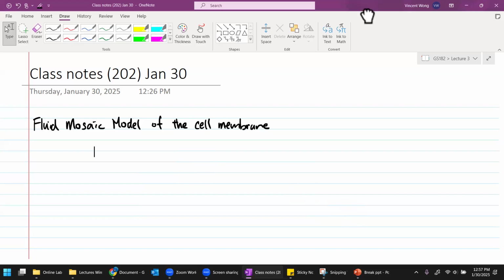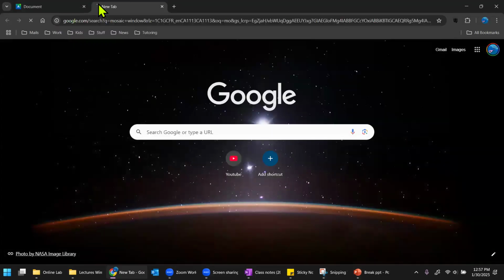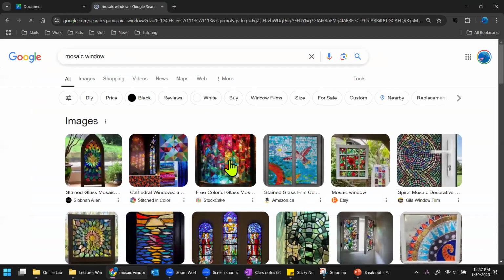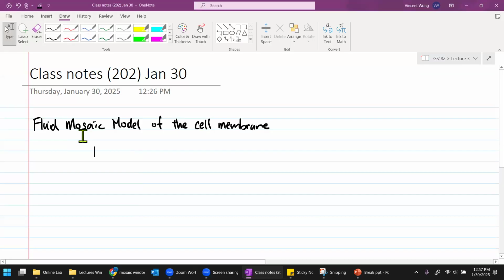Number two is mosaic. I think I'll just show you what a mosaic window is in case you don't know. It's one of these things. The whole window is not just like a regular window. It's made up of different pieces, all connected together, and it forms the whole window. And that's what the cell membrane is like. It's not uniform. It's not the same everywhere. Have you learned the word homogeneous in chemistry yet? It's not homogeneous. It's not the same thing throughout. It's more like a pizza, if you would. There are different components to it. That's why it's called mosaic.